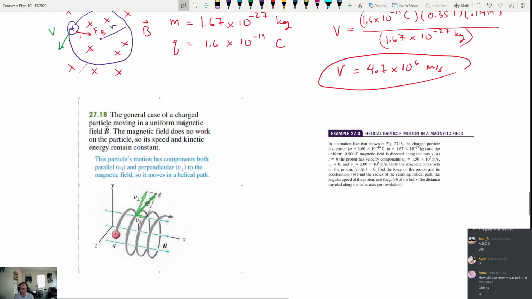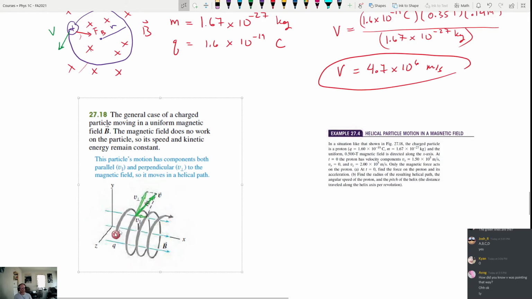So this is the general case of a charged particle moving in a uniform magnetic field B. The magnetic field does no work on the particle, so its speed and kinetic energy remain constant. Now the difference here is that our magnetic field is now aligned along the x-axis, okay? You can see the y-axis points up and the z-axis comes this way. And now when our particle is placed into this magnetic field, it no longer has its velocity exactly perpendicular to the field. It now has its velocity kind of at an angle, okay?